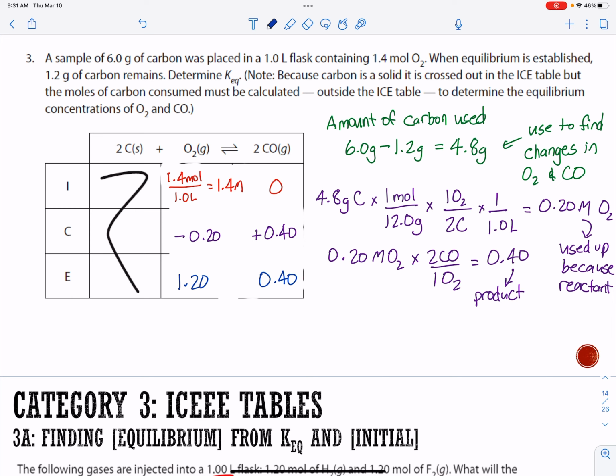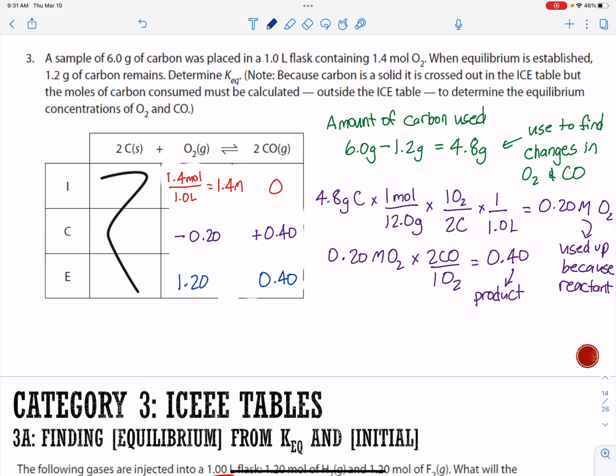So now I'm going to use some stoichiometry. I want to figure out the change in one of those concentrations. So I want to figure out either the change in the oxygen or the change in the carbon monoxide. I'm going with oxygen. If you used carbon monoxide, that's fine. So we're going to take that 4.8 grams of carbon, and first thing that we do is convert it to moles so we can cross the mole bridge.